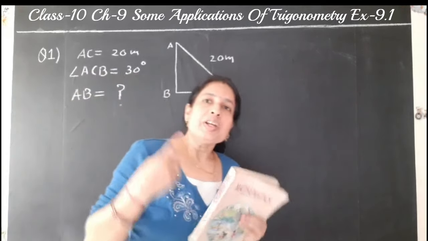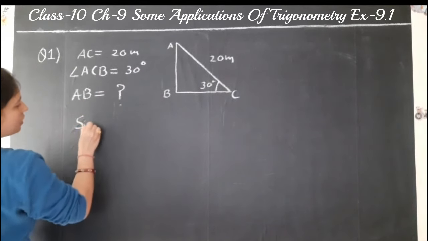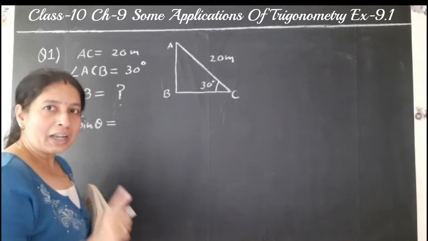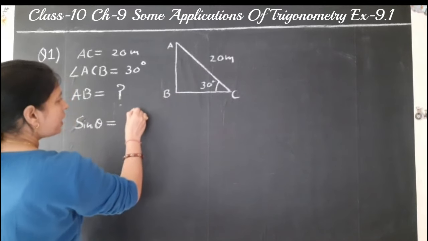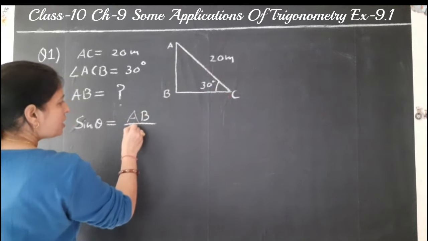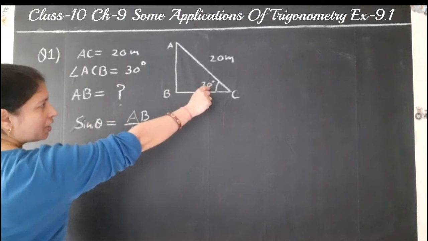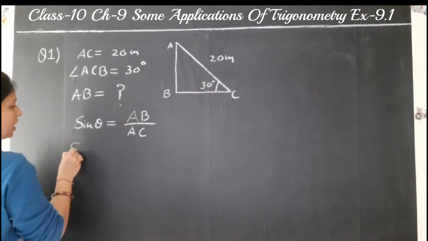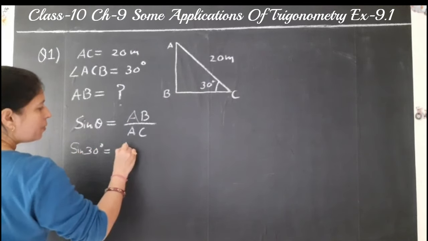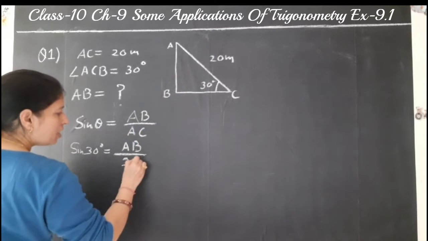In this chapter we are going to use trigonometric ratio. So what is sin theta? Yes, sine theta is equal to perpendicular distance divided by hypotenuse. Here perpendicular distance is AB. So write here AB, and it is divided by hypotenuse. Hypotenuse is AC. Then put the value of theta. Theta is equal to here 30 degree. So write here sine 30 degree. Right, here AB. AB is not given. We have to find out AB. AC is given 20. So write here 20.